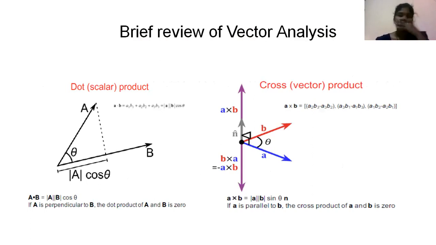And for the cross product, with the same A and B vectors having theta between them, A cross B is mod A mod B sin theta. If A is parallel to B, theta is 0 and sin 0 is 0, so the cross product of A and B is 0. If A is perpendicular to B, theta is 90, so the dot product is 0.